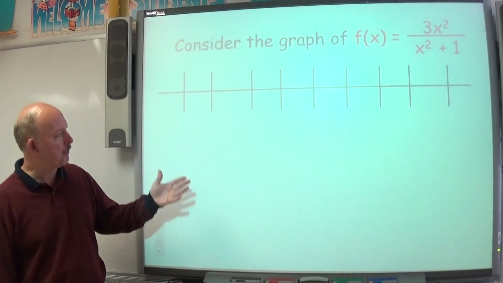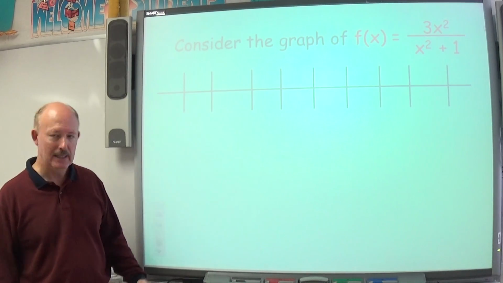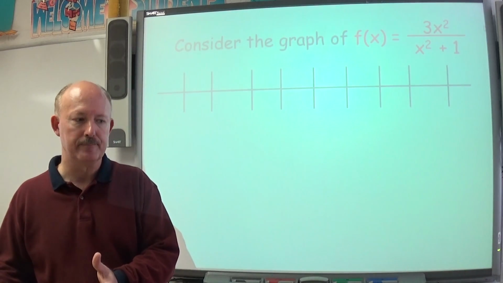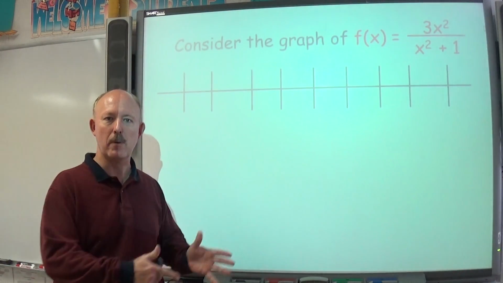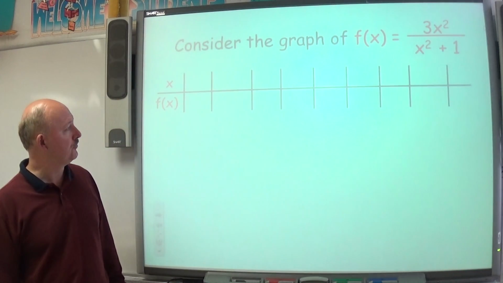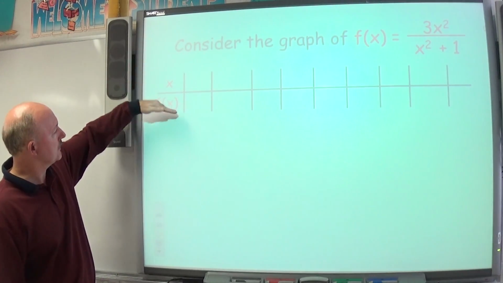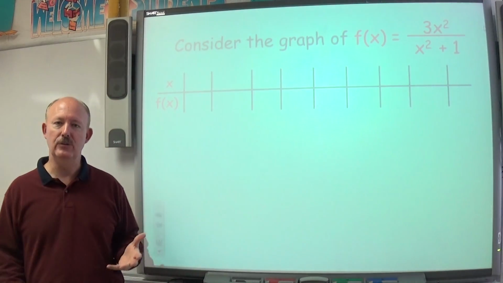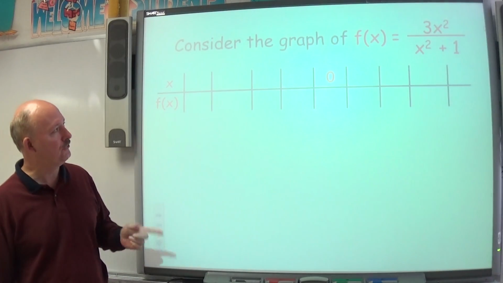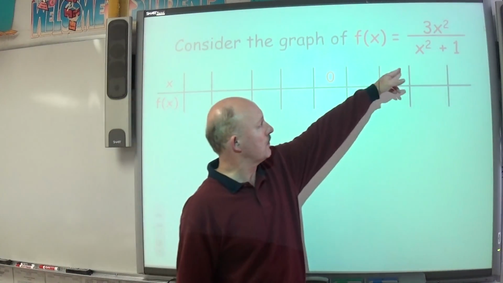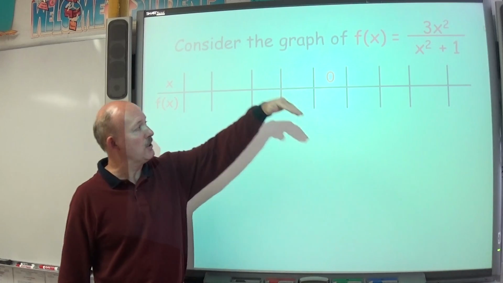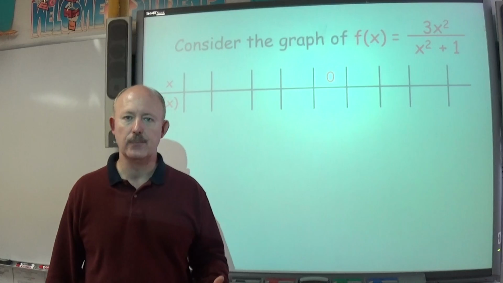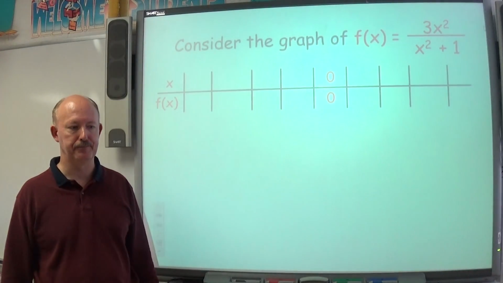I'm going to put a couple of points on a chart from our graph and let's see what happens as x gets larger and larger and larger. What happens to y? Or when x gets smaller and smaller, what happens to y? I'm going to start off with 0. We'll put x on top and y on the bottom, so x and f of x. Let x be 0. If x is 0 in the function 3x squared over x squared plus 1, you end up with 0 over 1 in your fraction, which is 0. So when x is 0, y is 0.